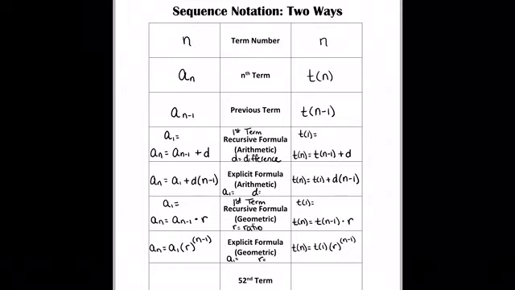The 52nd term for each of these would say a of 52, and we would have t of 52. That would be how you could indicate that. All right, you now should have a brief reminder and refresher about arithmetic and geometric sequences.